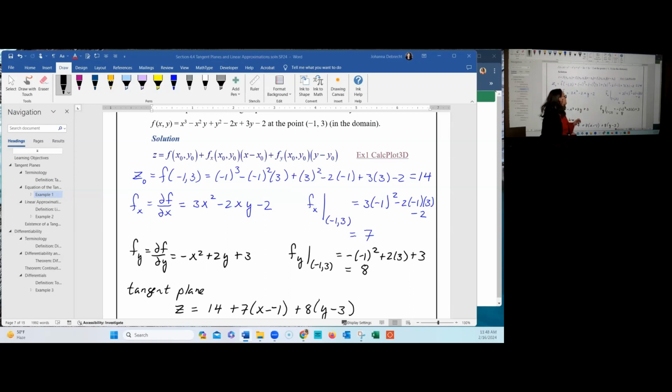So let's compare. First thing I did was find the value of the surface at the domain ordered pair negative 1, 3, which gave me 14. Then I took the first partial with respect to x, which gave me 3x squared minus 2xy minus 2. I then evaluated that at the domain point, or you can think of it as evaluating it at the point on the surface, same thing. You get 7. All right, that's the slope of the tangent line of the trace at that point where we hold y to be constant, y equal 3.